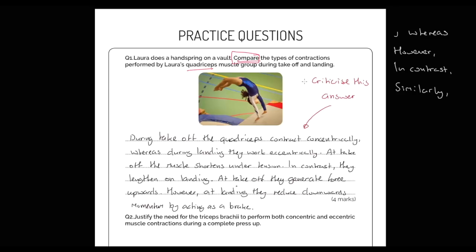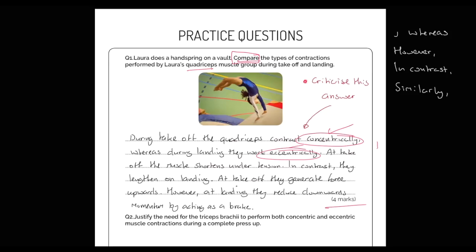Now, I've also made a deliberate mistake in my answer. Criticize this answer, please. Okay, so we've got a 4-mark question. We've got to compare the quadriceps landing and takeoff. Let's see what we get. See if you get the criticism before I finish. During the takeoff, the quadriceps contract concentrically. So there's the concentrically, comma, whereas during landing, they work eccentrically. Tick, 1 mark.